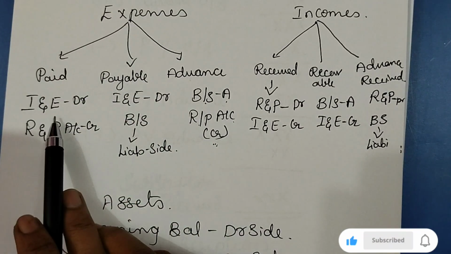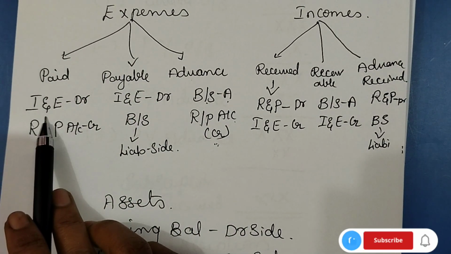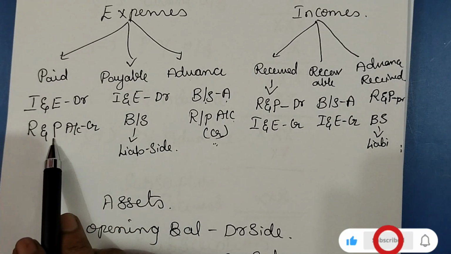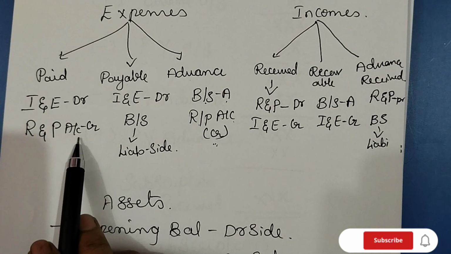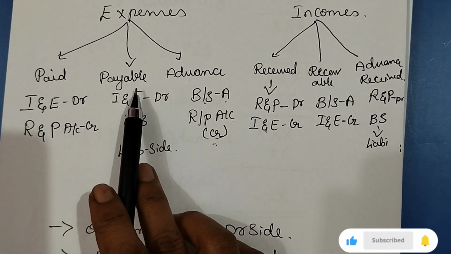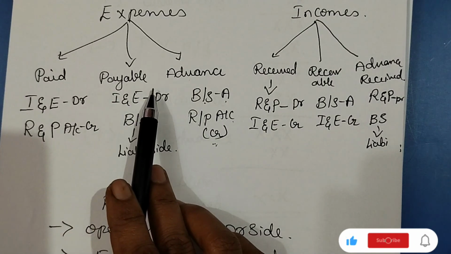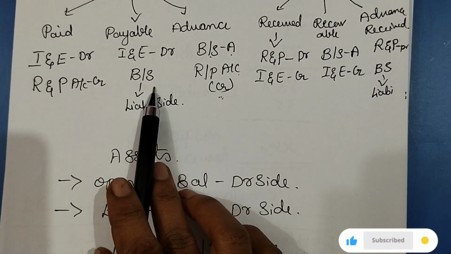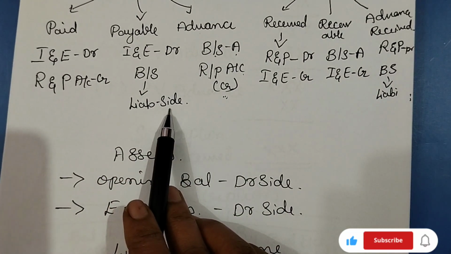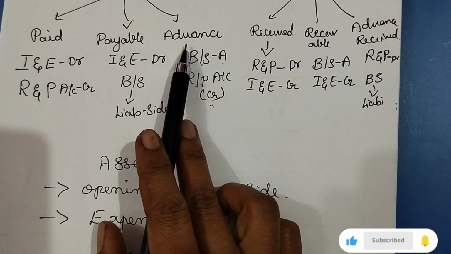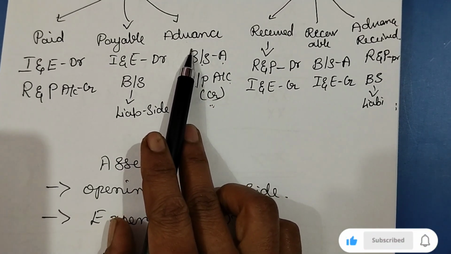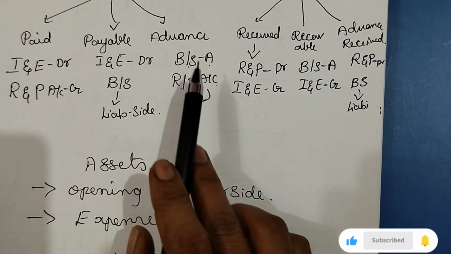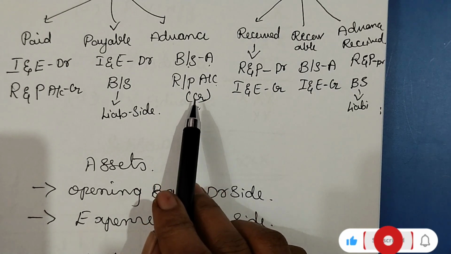When you paid expenses, under income and expenditure account you are recording on the debit side. Under receipts and payment account, you are recording under the credit side. When the expenses are payable, in income and expenditure you are debiting, and the balance under balance sheet you are recording on the liability side. When you paid expenses in advance, then you are showing that under the asset side in the balance sheet, and under receipts and payment account you are crediting.